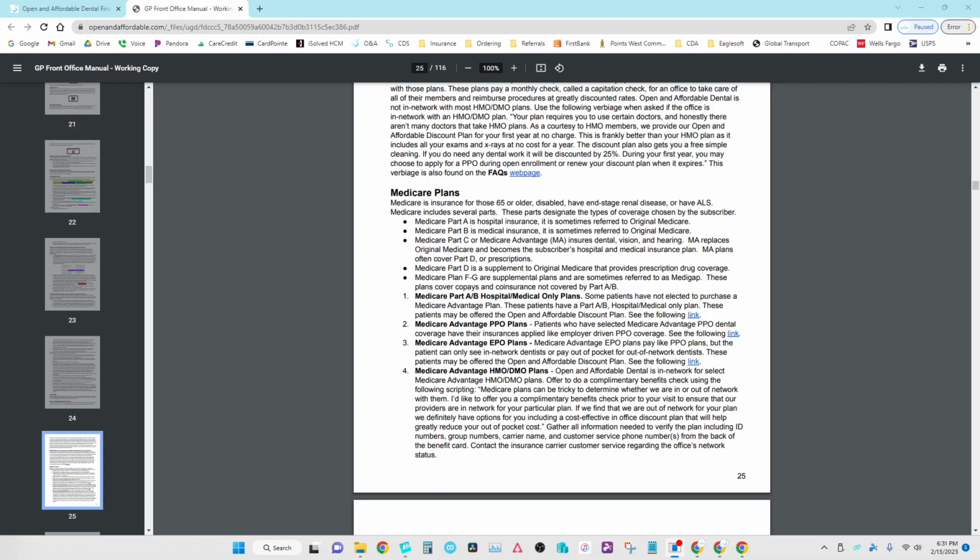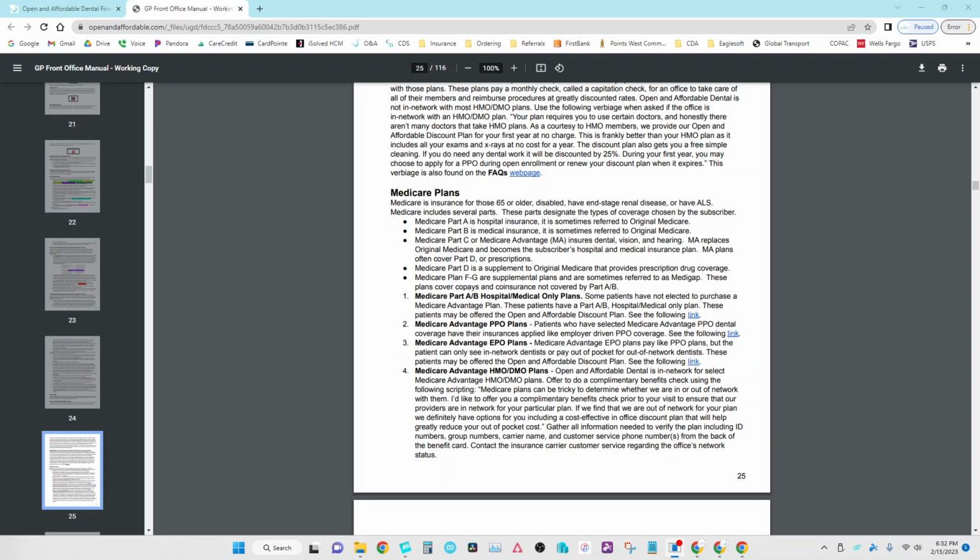So what you'll do is you'll gather all their information needed to verify their plan, including their ID numbers, group numbers, carrier names, and the customer service telephone number from the back of their benefit card. We'll contact the insurance carrier and see if we're in network with their plan.